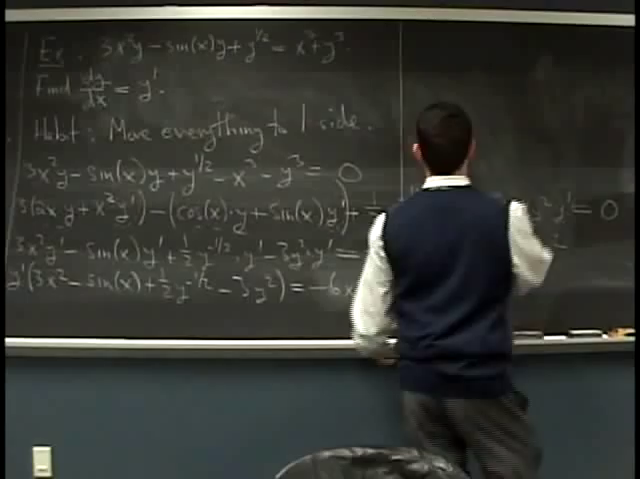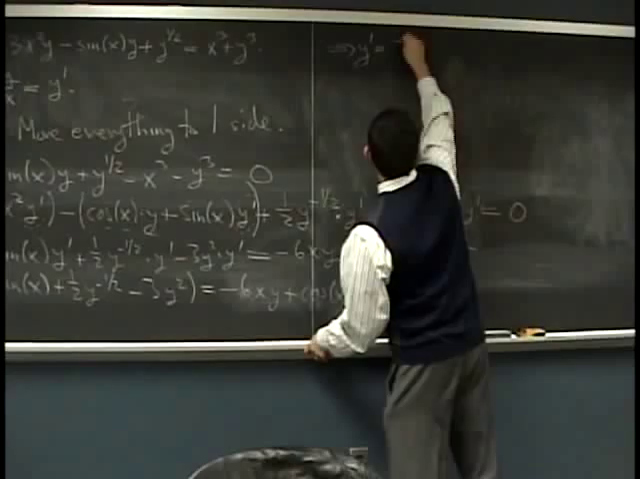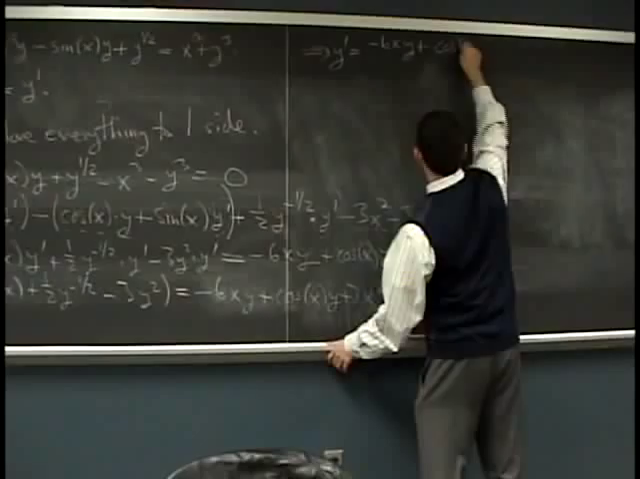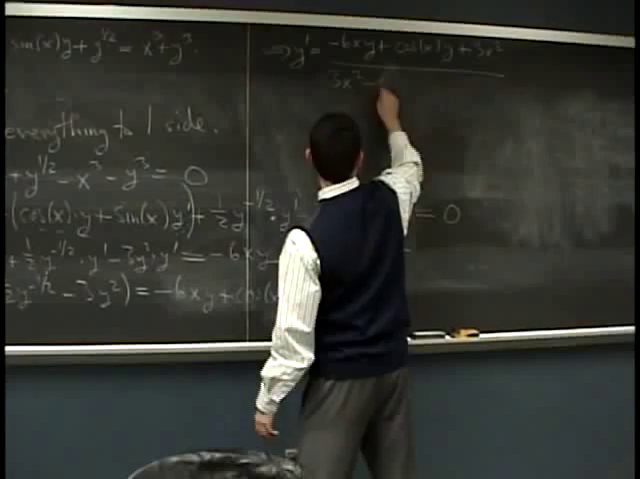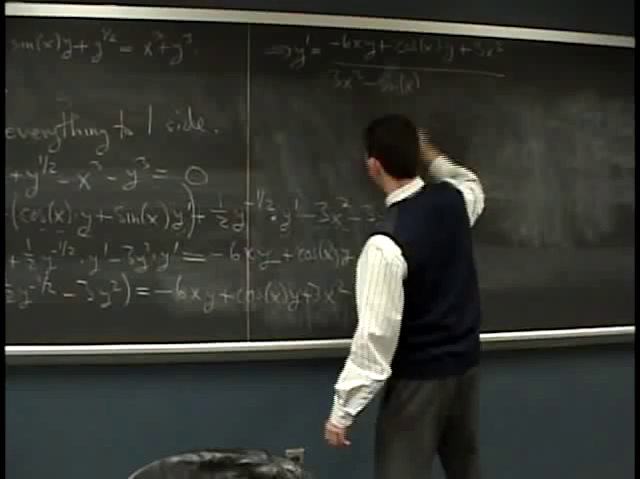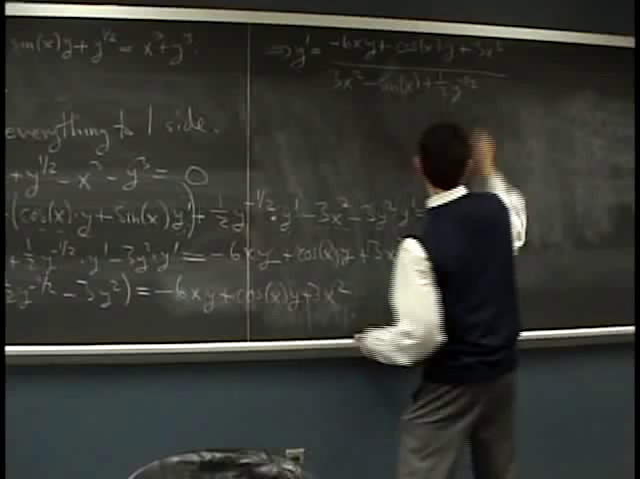And so dy dx, or y prime, is equal to negative 6xy plus the cosine of x times y plus 3x squared divided by, now all this junk, 3x squared minus sine of x plus 1/2 y to the minus 1/2 minus 3y.